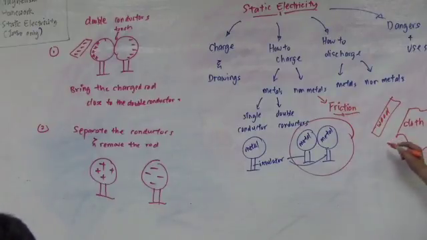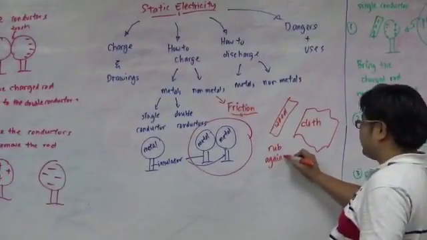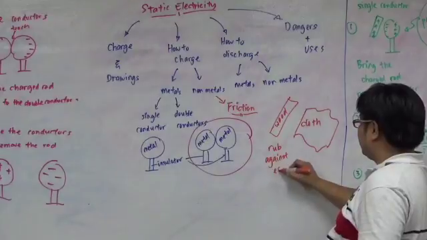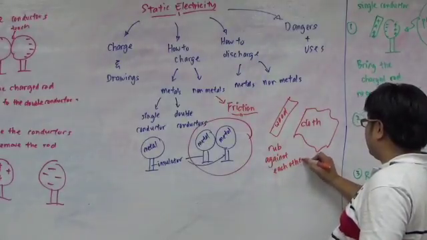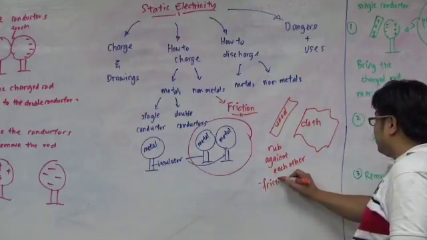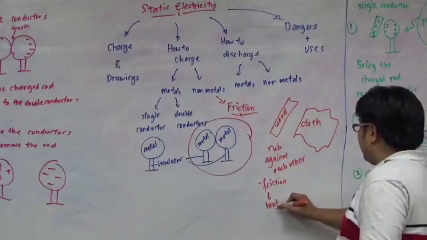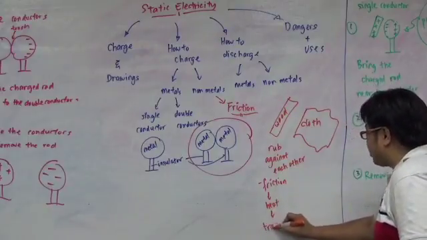Okay, so wood and cloth, you rub against each other. Then there will be a charge. Correct, because there's friction. So when there's friction, there is heat, and when there is heat, there is a transfer of electrons.